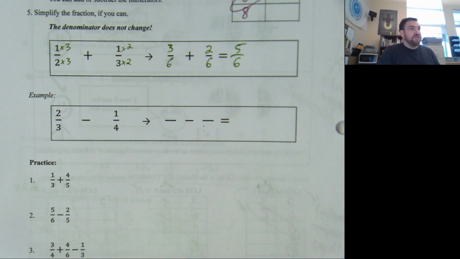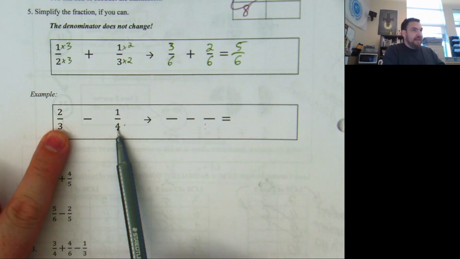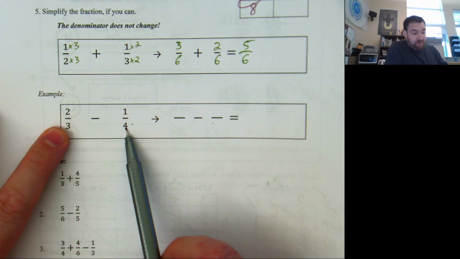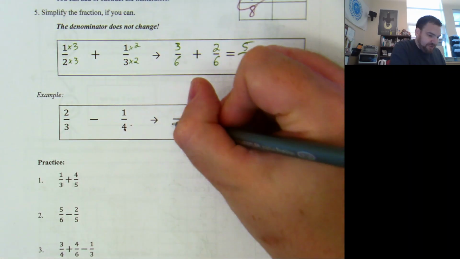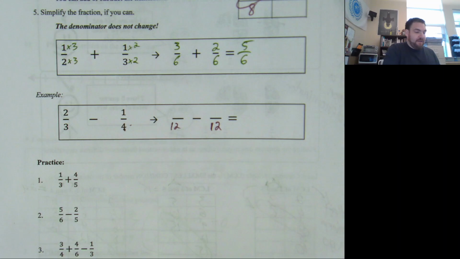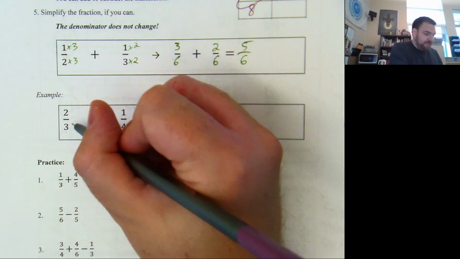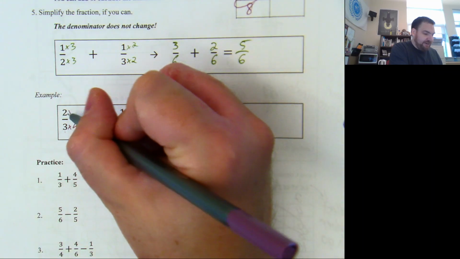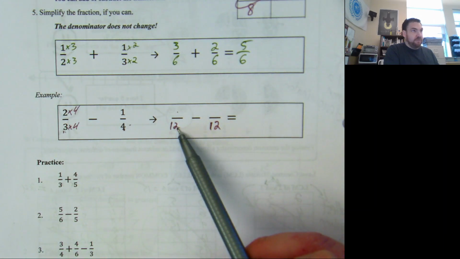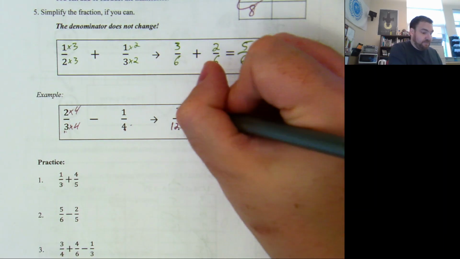2/3 minus 1/4. What is a number that 3 and 4 both go into? 12. And if you're ever not sure, just multiply these bottoms together and you'll get a number that works. So in this case, these 3 times 4 happens to be 12. So I'm going to put these into 12ths. To turn 3 into 12, I'm going to multiply it by 4. And whatever I do to the denominator, I have to do to the numerator. So 2 over 3 is going to become what over 12? It's going to become 8 over 12.